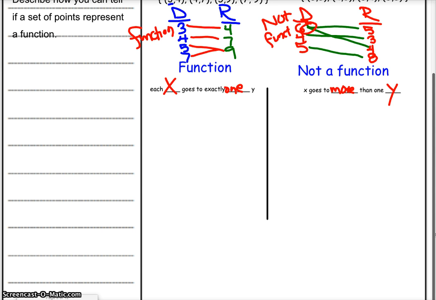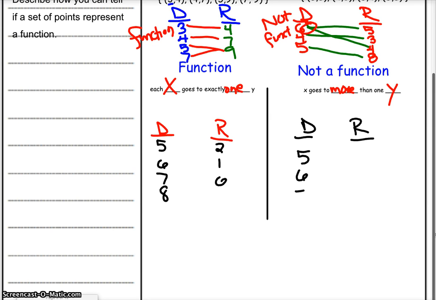And let's just do random examples. Domain, range, or x and y, same thing. X is domain, y is range. Let's pretend I had 5, 6, 7, 8. 2, 1, 6. And let's pretend I had this. Let's do the same data set. And one that looks like a function and one that's not.